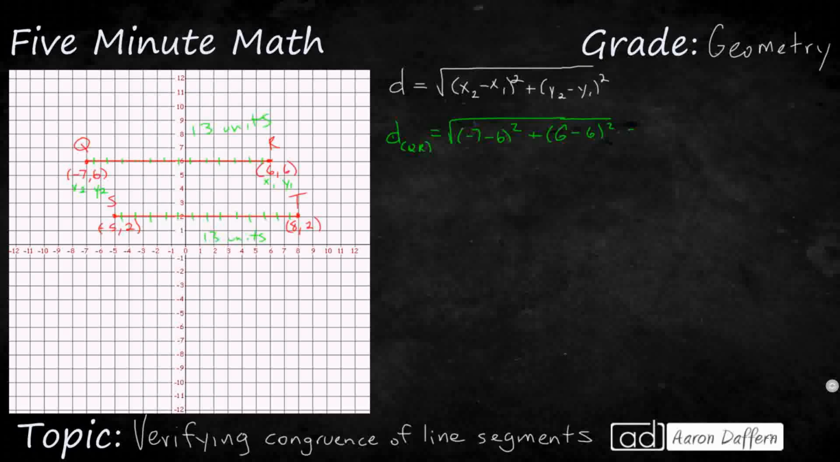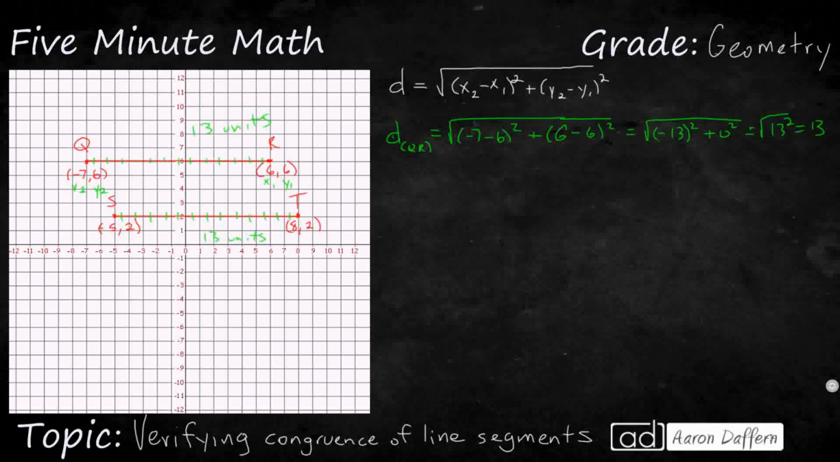All right, so then that ends up being square root of negative 13 squared, and that's going to be plus 0 squared, which doesn't make any stretch of an imagination there because it's the same y value, 6 minus 6. So really it's the square root of 13 squared, which is those two cancel out, it's 13. Exactly what we just calculated.